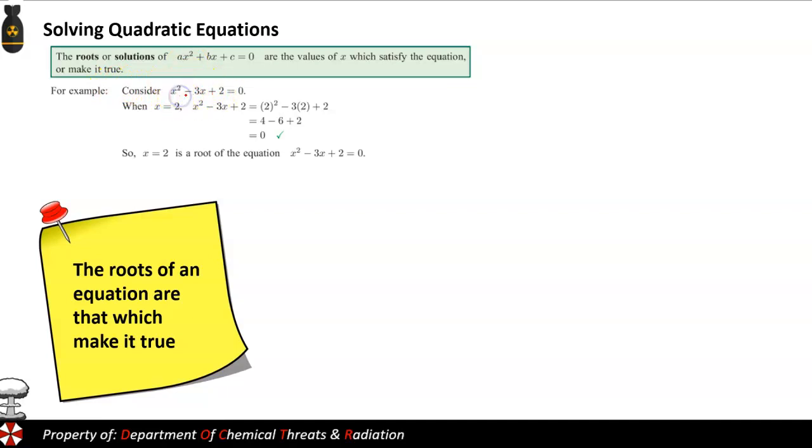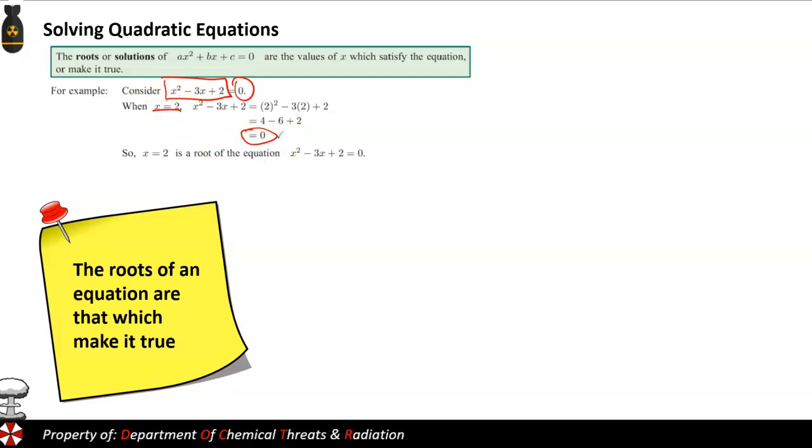Here we've got x squared minus 3x plus 2. In this case, we're saying when x equals 2, and we've subbed that in, x squared minus 3x plus 2 becomes 2 squared minus 3 times 2 plus 2, which we condense: 4 minus 6 plus 2 is 0. But that's good, because we originally said that this equation has to equal 0. So we're basically saying, what value can x have so that this whole thing cancels out to give you 0? And in this case, it's 2.